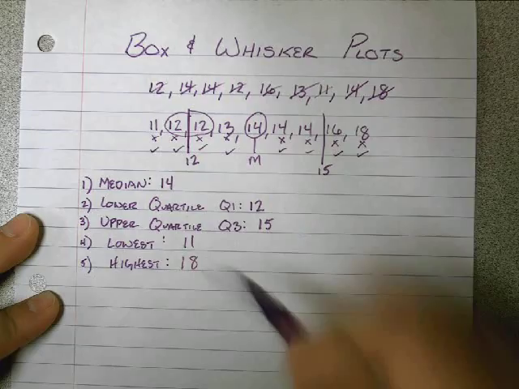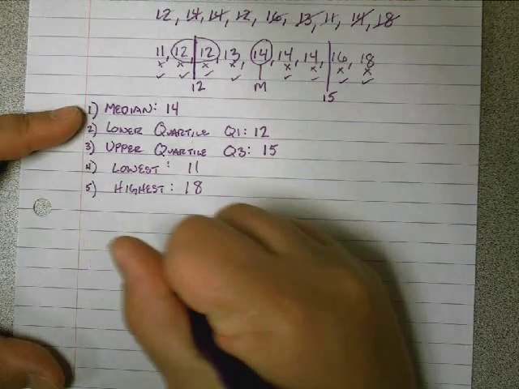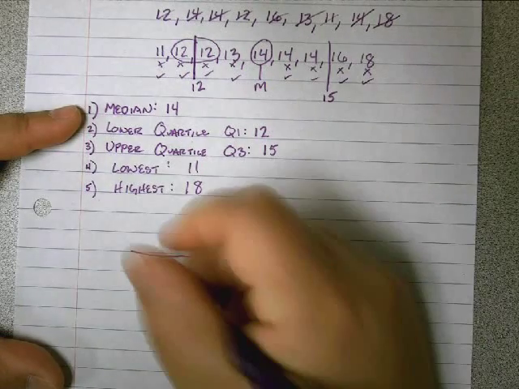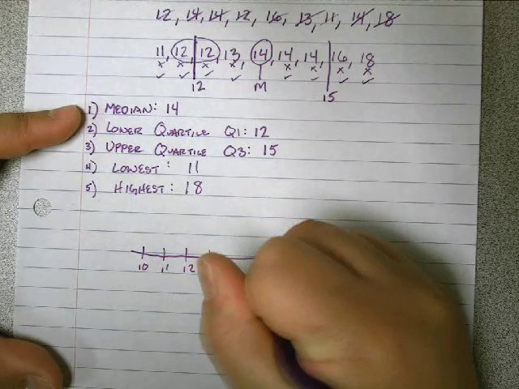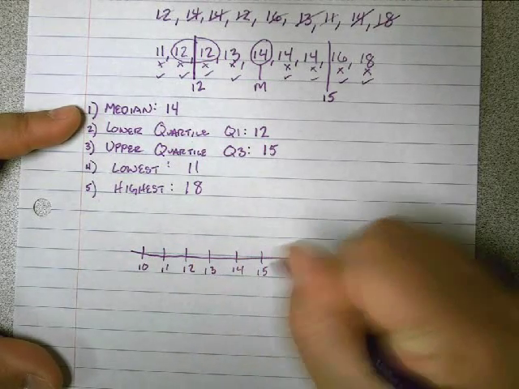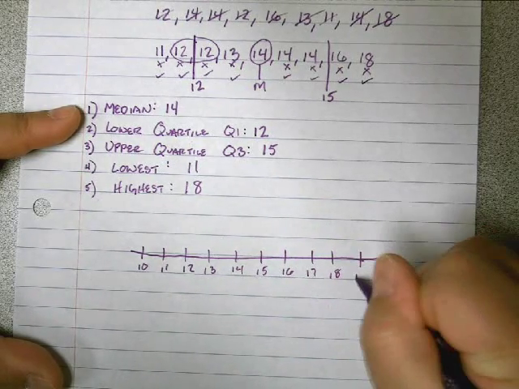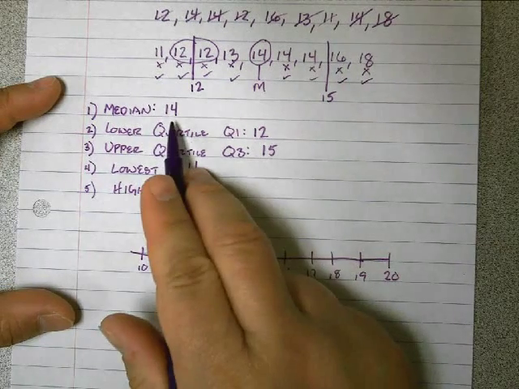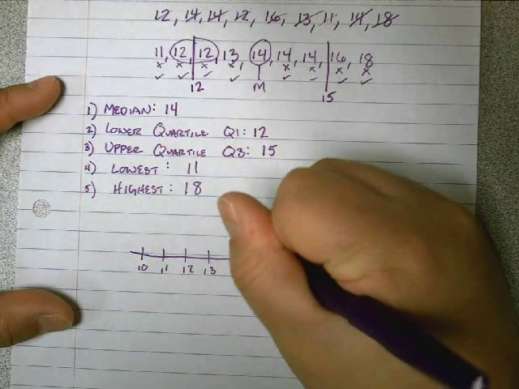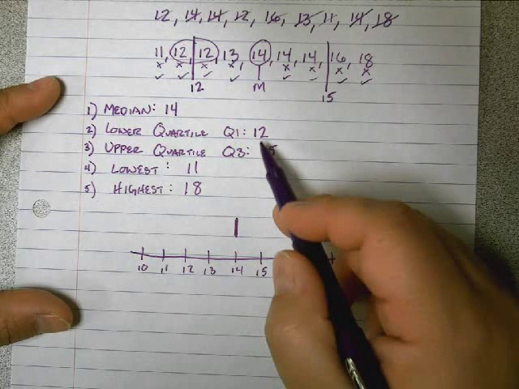Now that we have that information, we can plot it. On a number line, I'm going to go from 10 to 20. We're going to plot our data. First, let's put our median at 14, and a little bit above it we're going to put a raised line there. This will all make sense in a second. Upper quartile 15, right there. Lowest is 11, and I will stick one here.